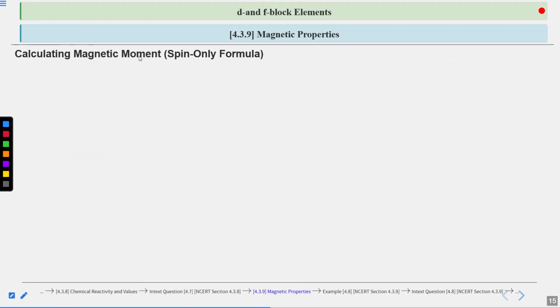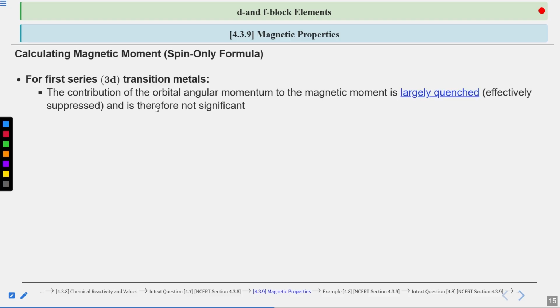Now calculating the magnetic moment, spin only formula, let's see. For the first series, that is 3D transition metals, the contribution of orbital angular momentum to the magnetic moment is largely quenched and is therefore not significant. Largely quenched means effectively suppressed, or you can say negligible.